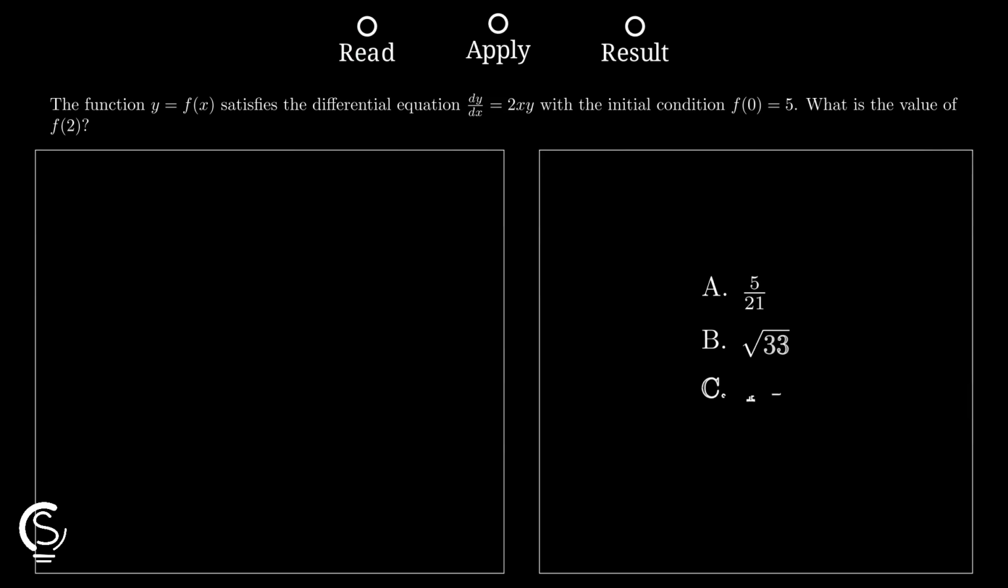First, we separate the variables by moving y to the left and x to the right. Integrating both sides gives us the natural log of y equals x squared plus a constant.